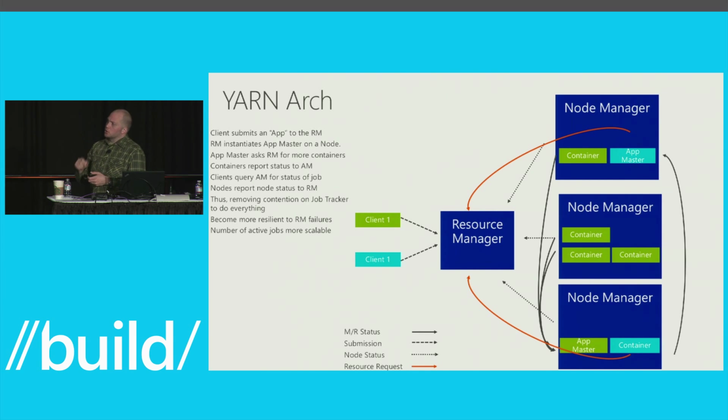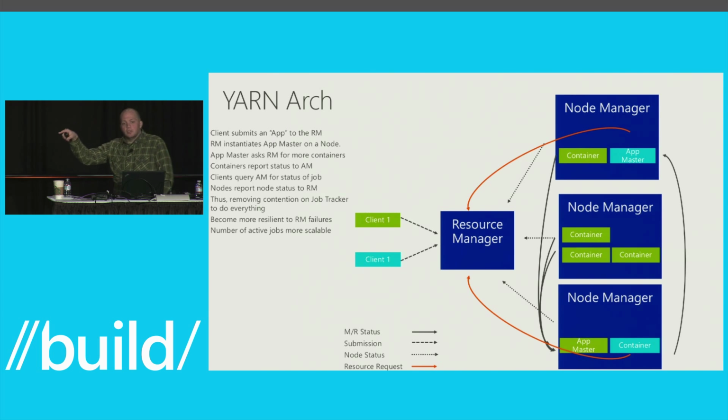The resource manager will return a set of containers, or just one at a time. And as that application master gets the containers, it then just goes and dispatches the jobs to them. And so now, when those tasks are running inside the containers, they'll report status back to the application master. And so again, what we've done here is we've really eliminated that as the point of contention.